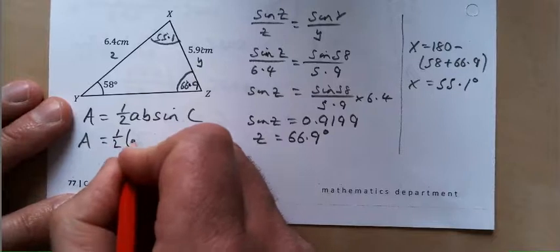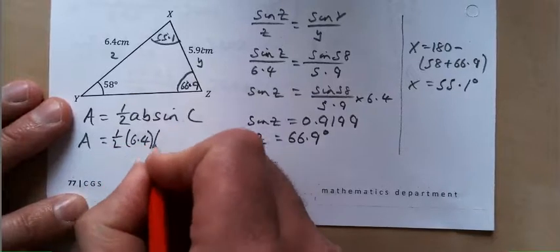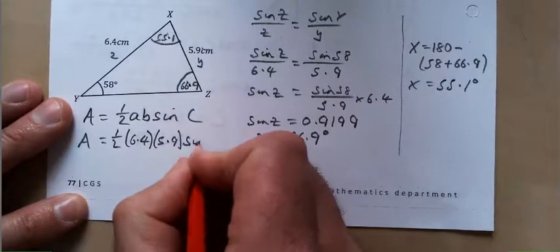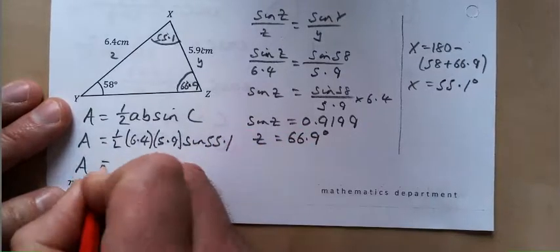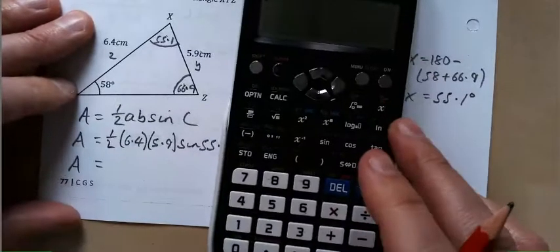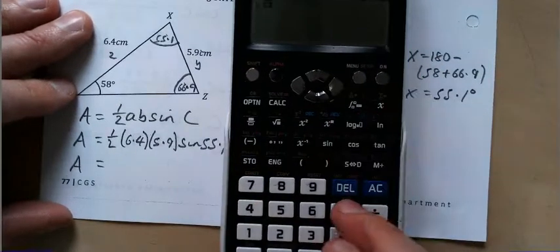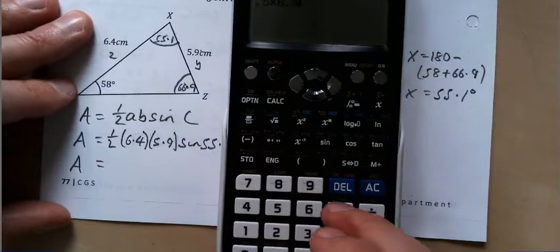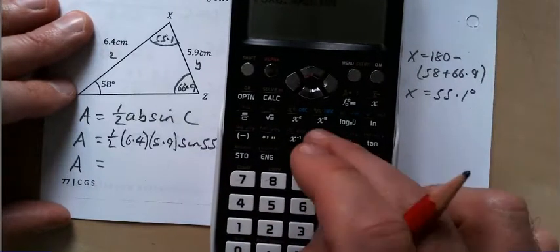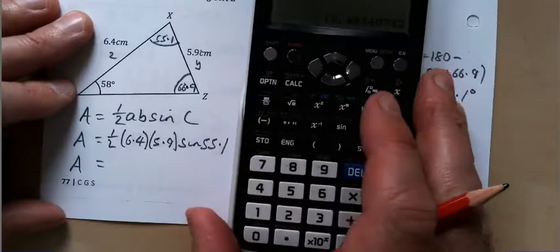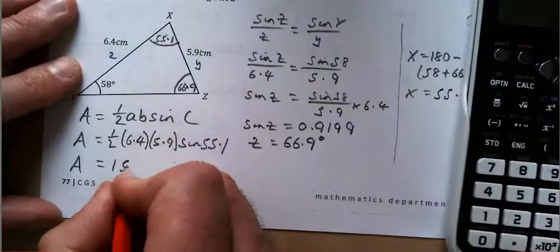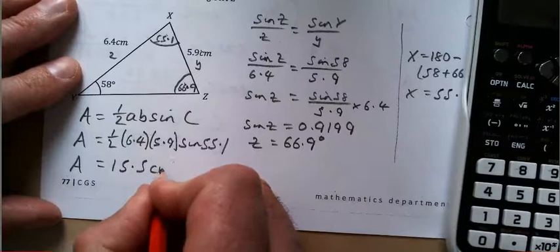So it's a half times 6.4 times 5.9 sine 55.1. That's again going to be 0.5, which is our half, multiplied by 6.4, multiplied by 5.9, multiplied by sine 55.1, and I get 15.5, finally. And that would be our centimeters squared. Let's look at our next example, if you're still with me.